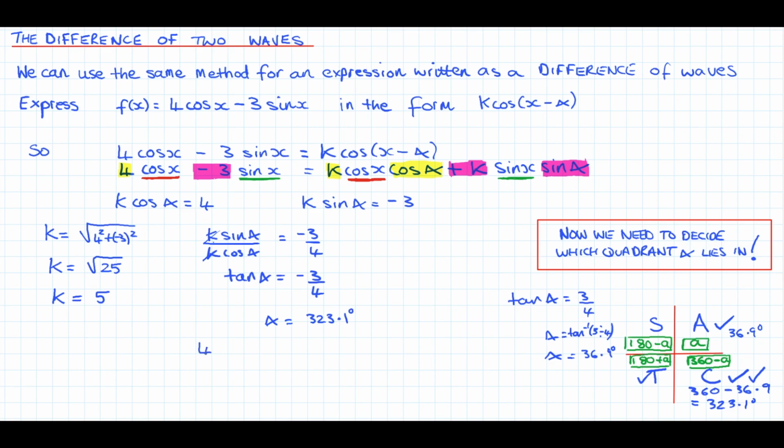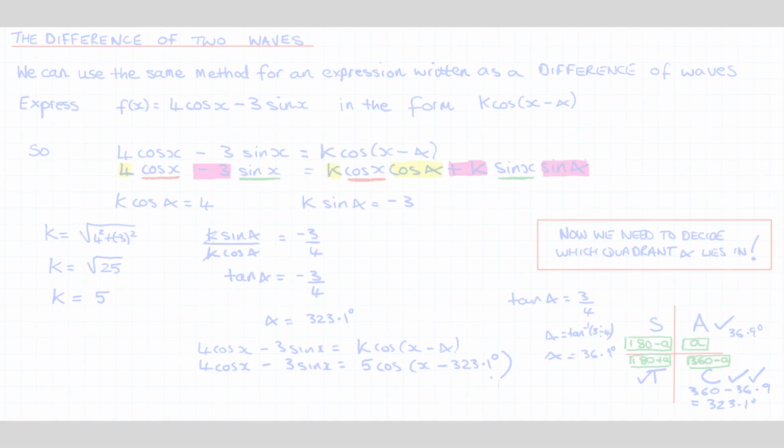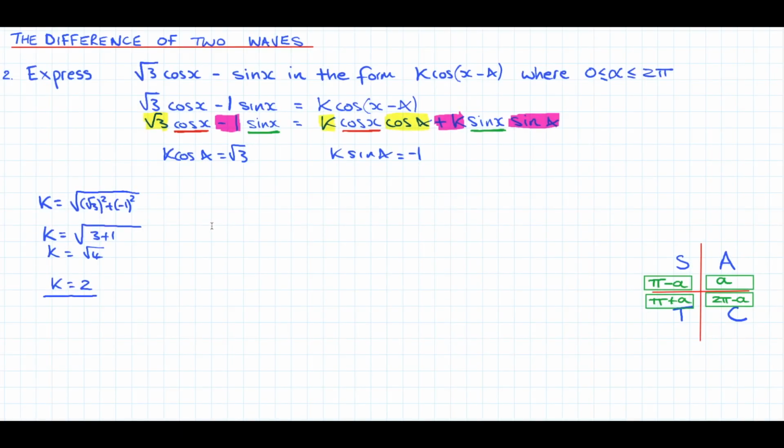We had 4 cos x minus 3 sin x is equal to k cos(x minus alpha). And we've found these values now. So 4 cos x minus 3 sin x is equal to k, which we found to be 5, cos(x minus 323.1 degrees). Okay, so let's try a second example.